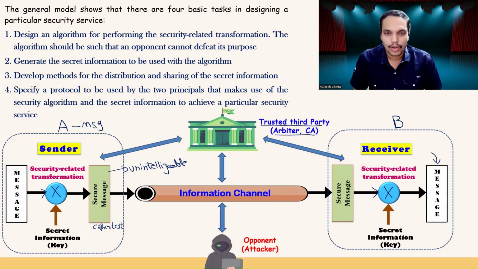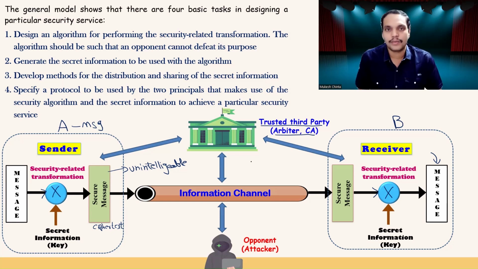Usually, the main role played by this trusted third party, which we call an arbitrator or even the certificate authority in some cases, is to secretly share this secret key among the two parties to ensure the authenticity of this key. And if any disputes arise between these two parties, it is up to the trusted third party to settle those disputes.